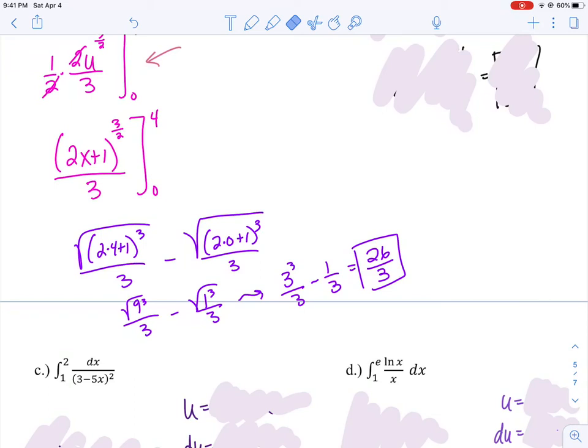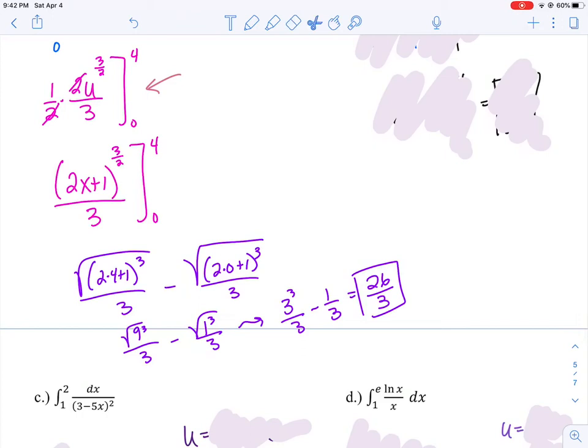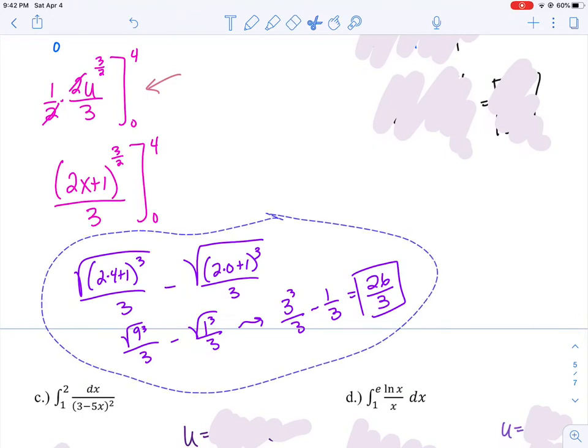So combining my ideas of definite integrals and U substitution, just being careful that you finish your U substitution process before you plug in those limits of integration if they're x limits. I'm going to do another example with you and talk about changing those limits of integration.